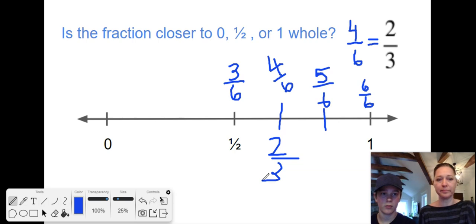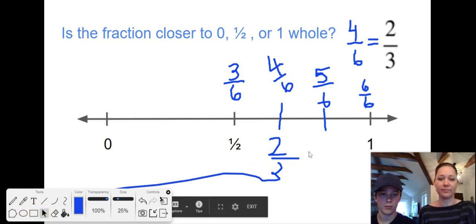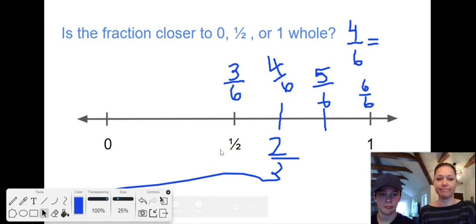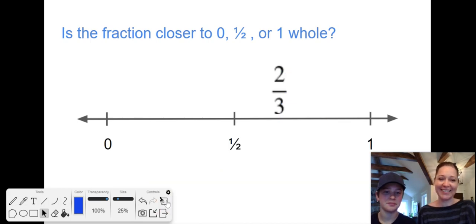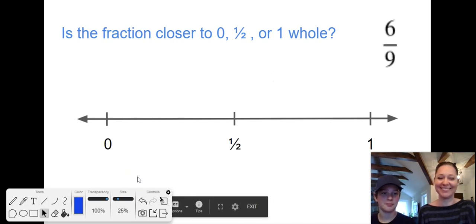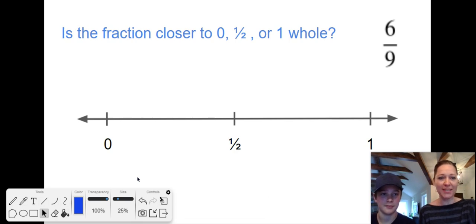Let's see how we did. Yay! It's kind of like right where we were thinking, right? Technology is a little slow for me today. Let's try this. There we go. How about the next one? Take some time to think about 6/9. Go ahead and pause it if you need to.